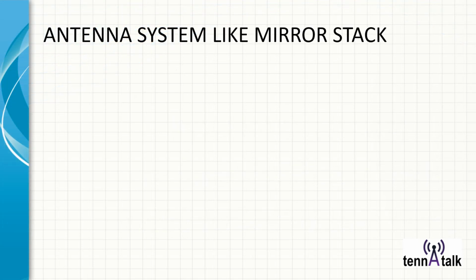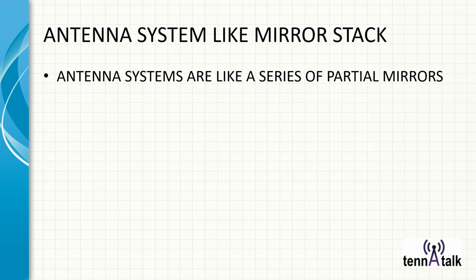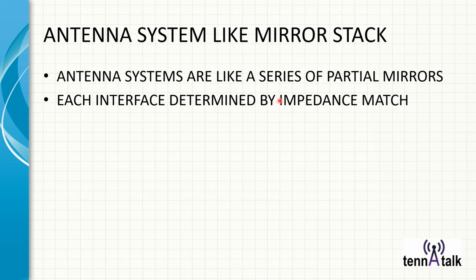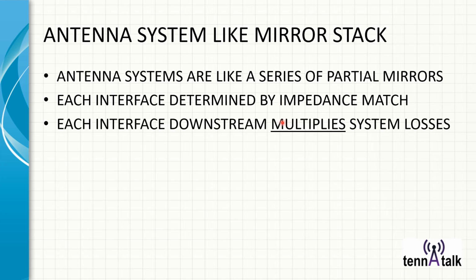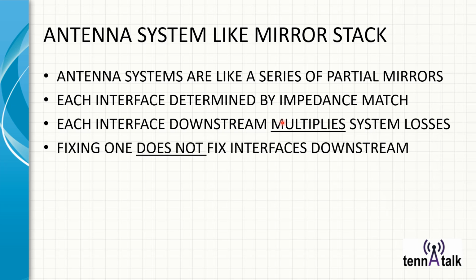So the first thing I want to mention is realize that an antenna system is like a mirror stack. The antenna systems are like a series of partial mirrors, each interface determined by an impedance match. Each interface downstream multiplies the system losses.